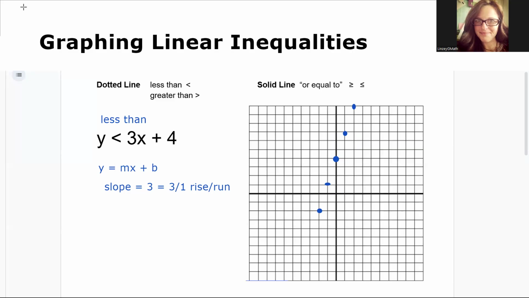Now let's take a look at the inequality part of our inequality. We have y is less than 3x plus 4. Less than, we're going to use a dotted line.